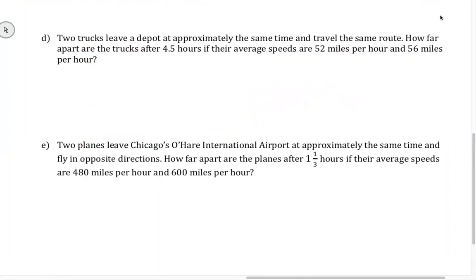Two trucks leave at approximately the same time and travel the same route. How far apart are the trucks after 4.5 hours if their average speeds are 52 miles per hour and 56 miles per hour? So, truck one in blue.